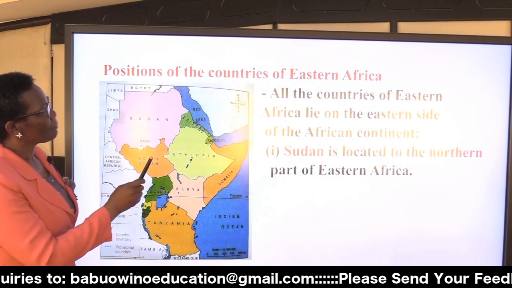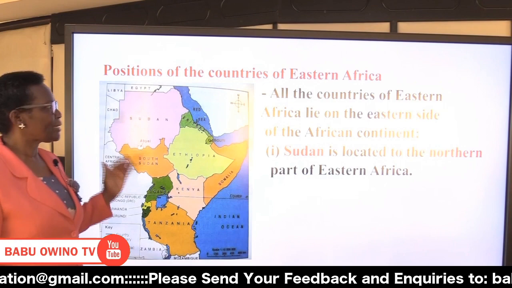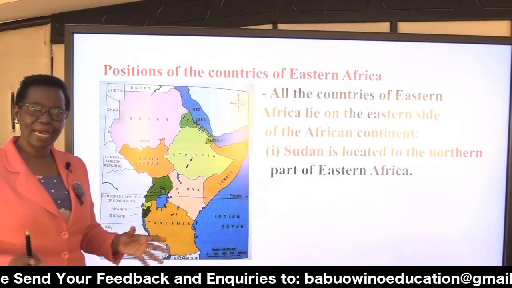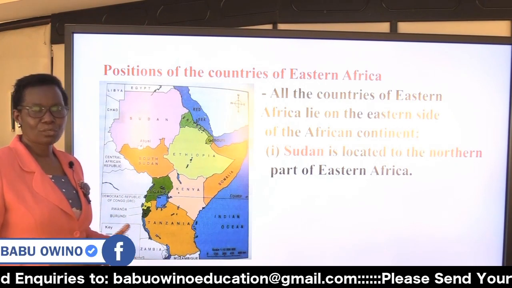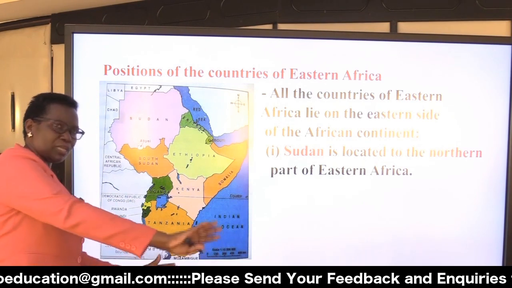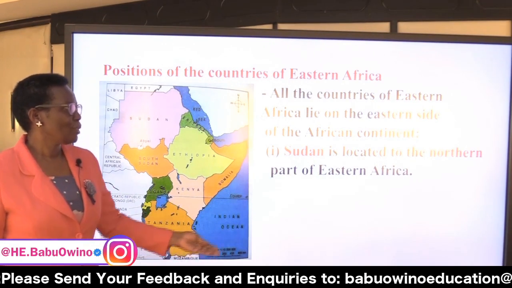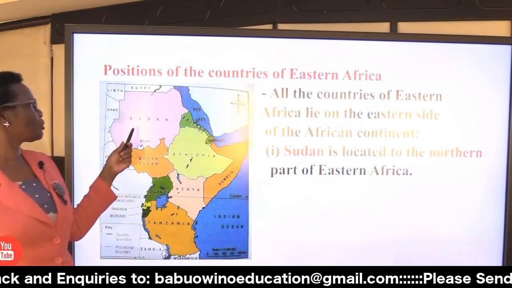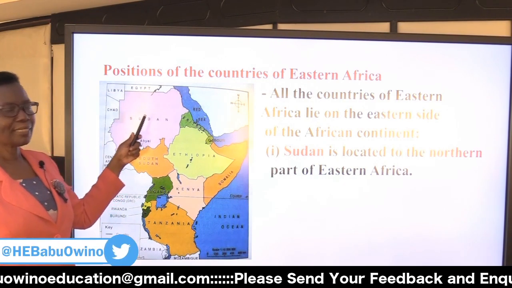Then we have all countries of Eastern Africa, they lie on the eastern side of the African continent. That's why they are called Eastern Africa. We have Africa as a continent, but we have the countries of Eastern Africa. That's why they are called the countries of Eastern Africa, and they are all to the east of the African continent. So we can say Sudan is located to the northern part of Eastern Africa. This is Sudan. It is to the northern part of Eastern Africa. You get?